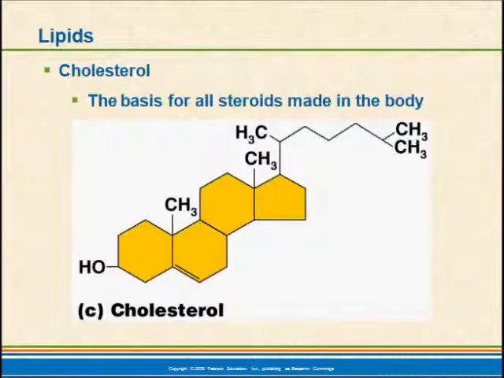Now, cholesterol is a large branching molecule. It's the basis for the steroid molecules in the body. It also serves as part of the cell membrane. The cholesterol stabilizes the structure of the cell just a little bit.